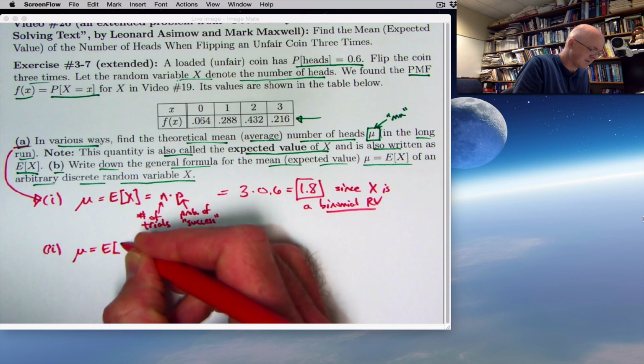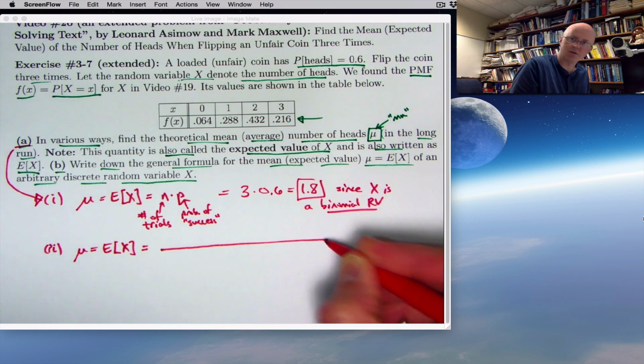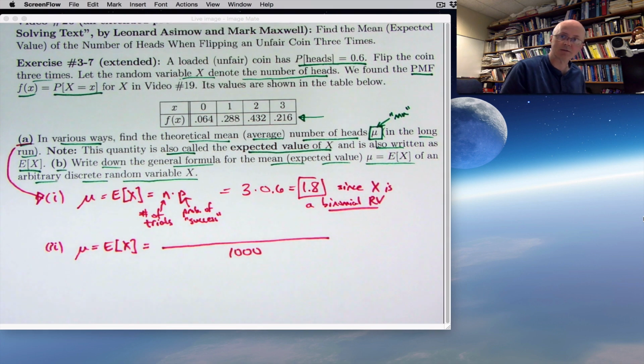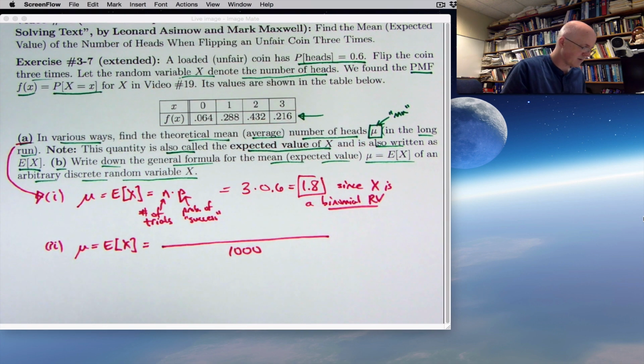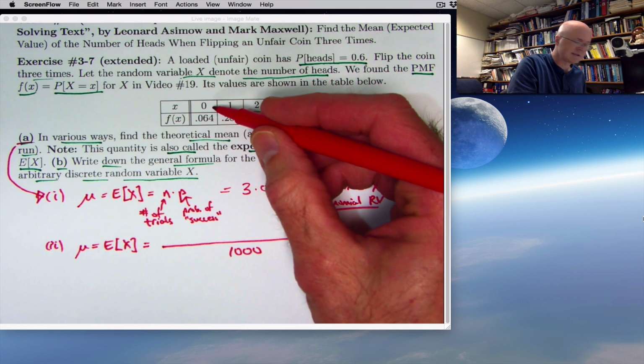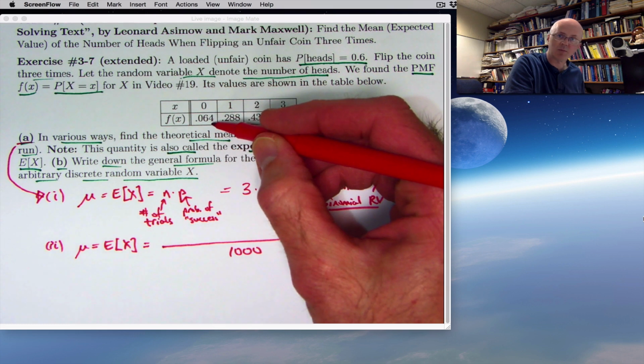What would you expect for the mean in that situation? You're going to get a bunch of 0s, 1s, 2s, and 3s. How many of them? 1,000 of them. You're going to divide by 1,000. What goes in the numerator? Look at those probabilities. Probability of getting 0 heads on any one run of the experiment is 6.4%. What's 6.4% of 1,000? 64.